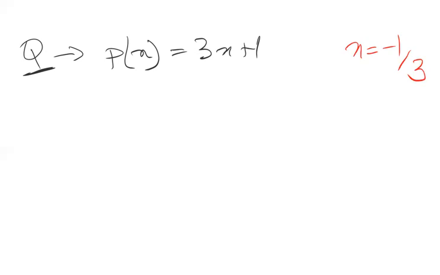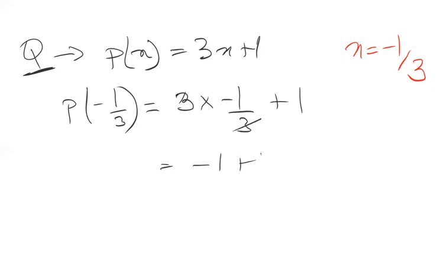So P of X is given as 3X plus 1. And they have given us X value is equal to minus 1 by 3. So I just put the value of X as minus 1 by 3. I will get 3 into minus 1 by 3 plus 1. I will get 3 3 cut, minus 1 plus 1, I'm getting 0. So therefore, I'm getting a 0. It is a 0 of the polynomial. Okay?